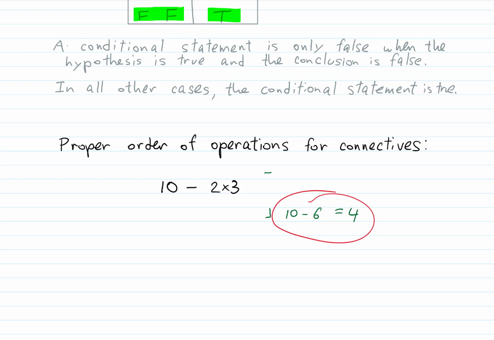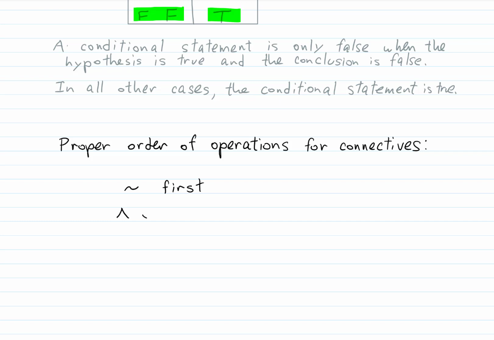Okay, so same thing with logical connectives. Here's the order of operations. We do negations first, and then second in line in the ordering is conjunctions and disjunctions. And implications last. So if there's multiple conjunctions and disjunctions, then there's going to need to be some parentheses, okay? Because they are in the same place in the order of operations, okay?